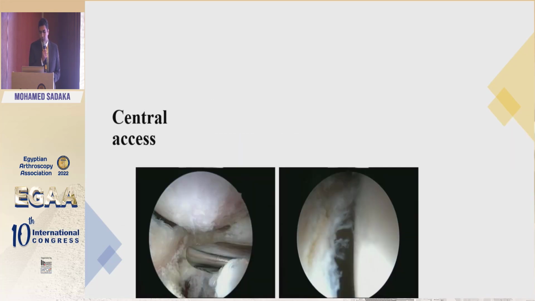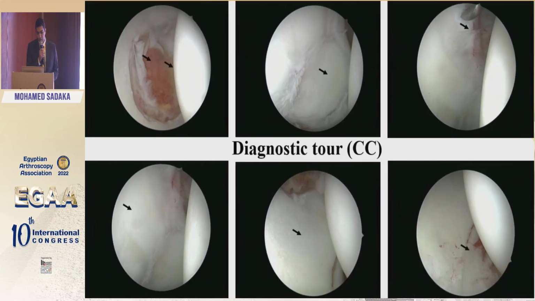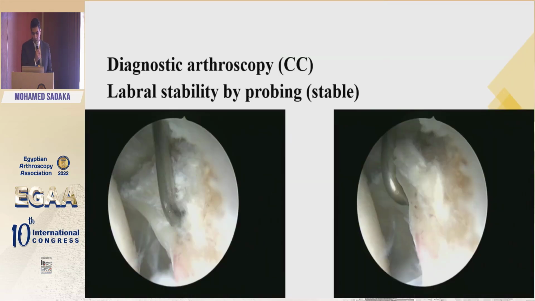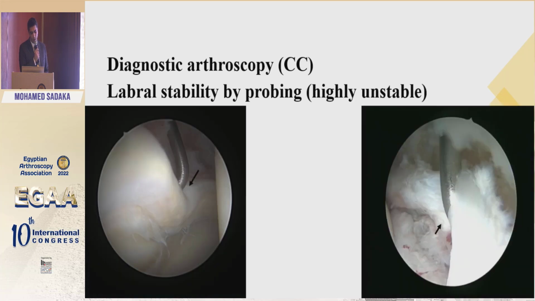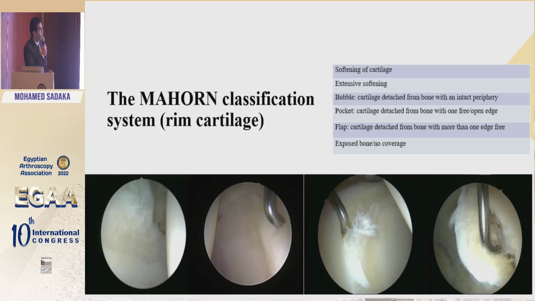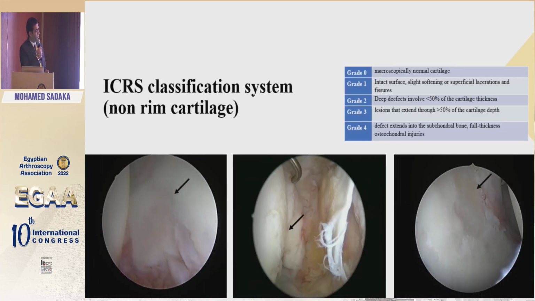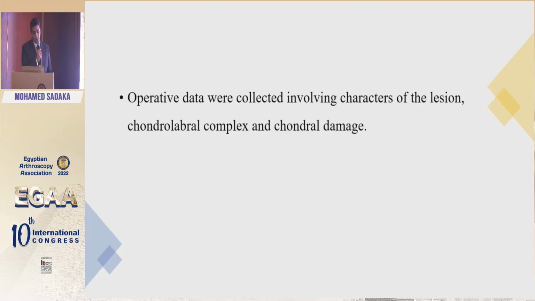In 5 patients, traction was inadequate for passage of the instruments to the central compartment, and central access was aborted. Diagnostic tour in the central compartment. And the labral stability was reassessed again in the central compartment by probing in both directions. You'll see an unstable labrum and a highly unstable labrum, which could be pushed in both directions. The rim cartilage was evaluated by the Mahon classification system, and the non-rim cartilage, the remaining cartilage, was assessed by the ICRS classification system. All the data was gathered for statistical analysis.